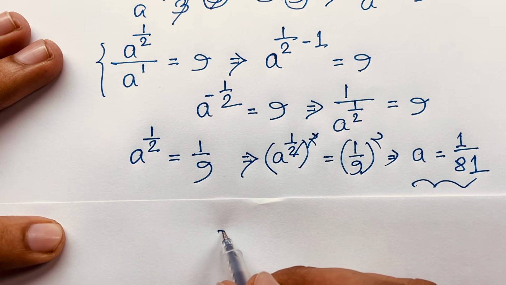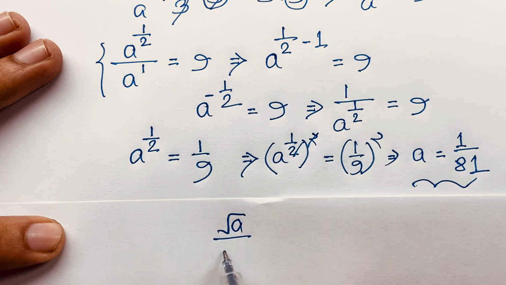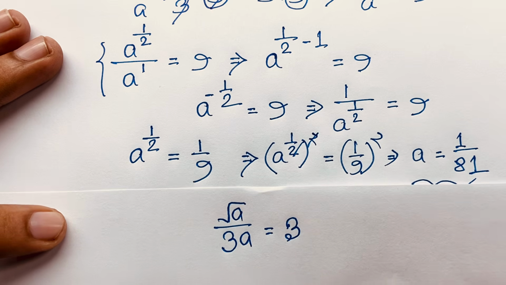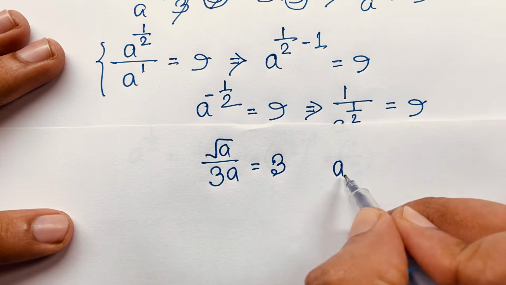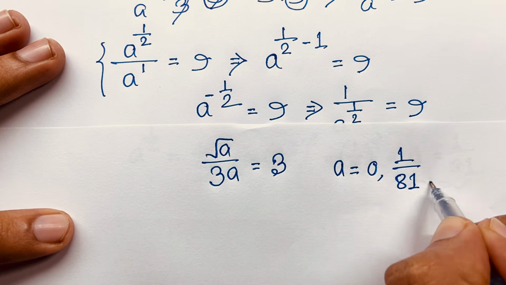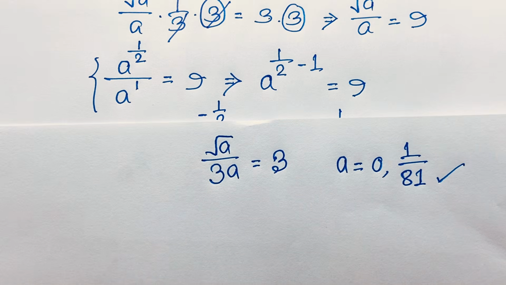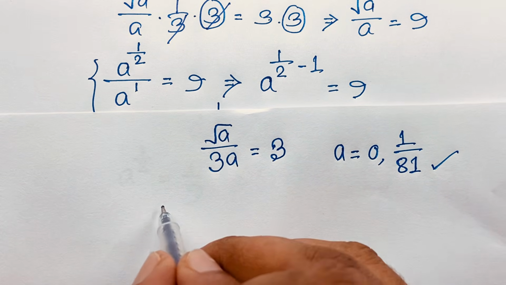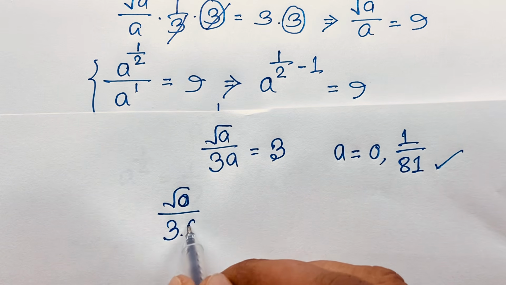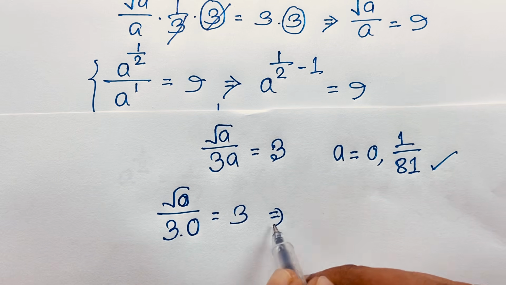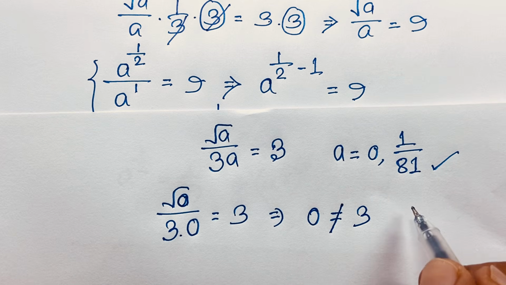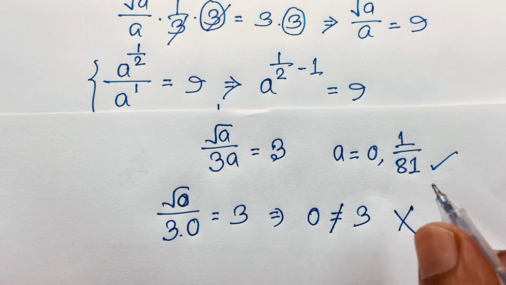Square root a over 3a is equal to 3. But remember that a is equal to 0 and a is equal to 1 over 81. These are the values of a. Now if I take a is equal to 0, square root 0 over 3 times 0 is 0 over 0 is equal to 3. So 0 cannot be equal to 3. So the left hand side and right hand side are not equal. So you can't follow this value. It is rejected.